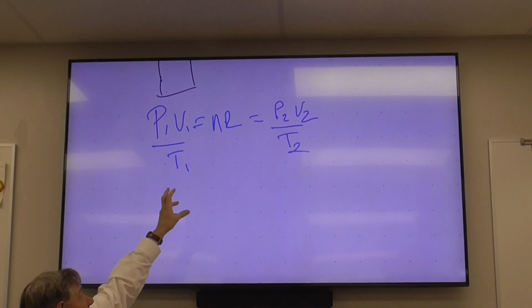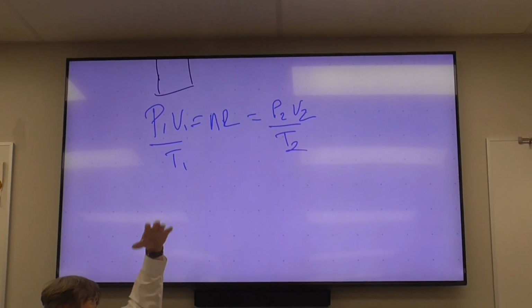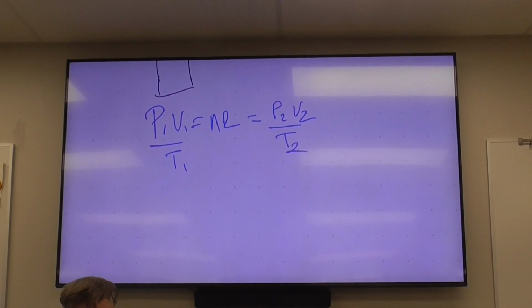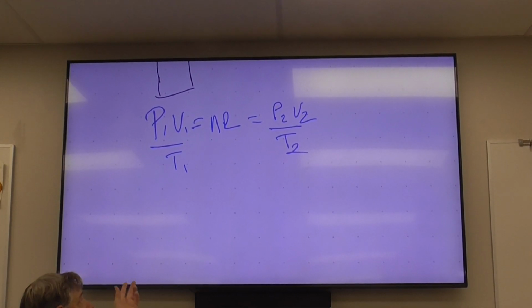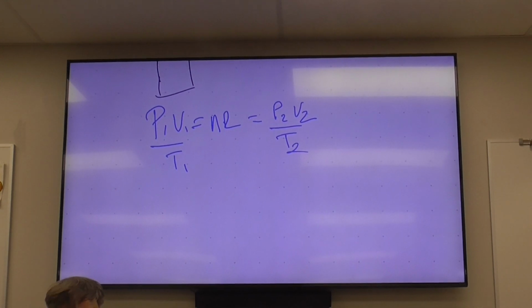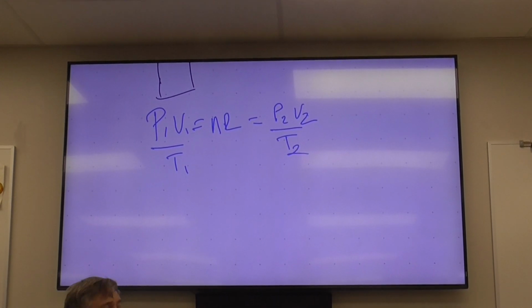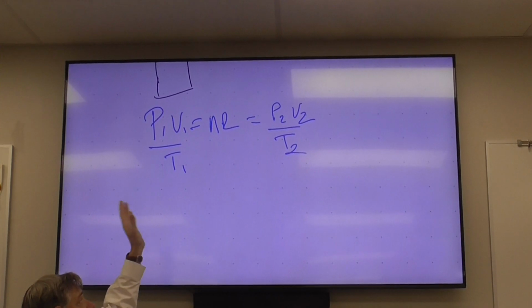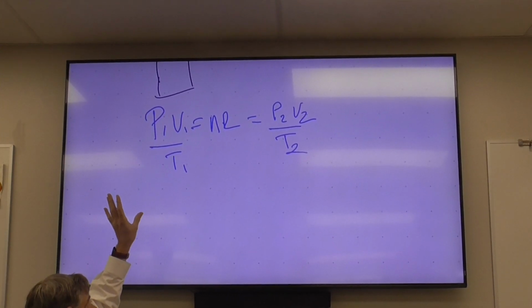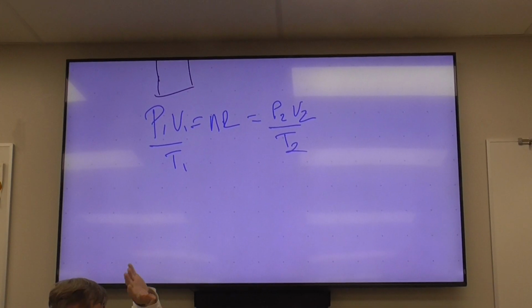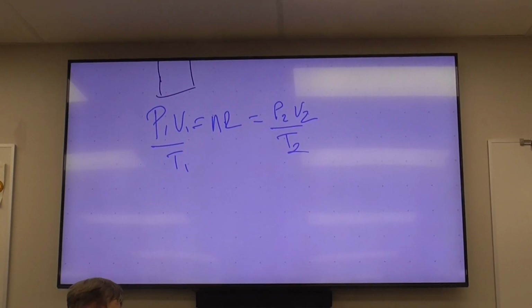Assuming that the number of particles stays the same, you're not going to change the number of kids in the classroom. You're not going to change the R because that's the gas law constant, okay? So those aren't going to change. What this allows you to do is compare pressure, temperature, and volume in two different situations.